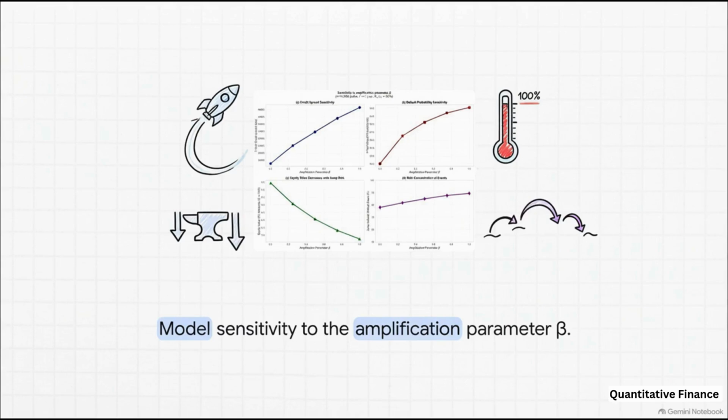Panel B shows default probabilities on the y-axis, saturating near 100%. Panel C shows equity value plummeting in an almost linear fashion. And panel D confirms that as amplification increases, continuous defaults practically vanish. Jump-induced barrier crossings completely dominate the firm's risk profile.